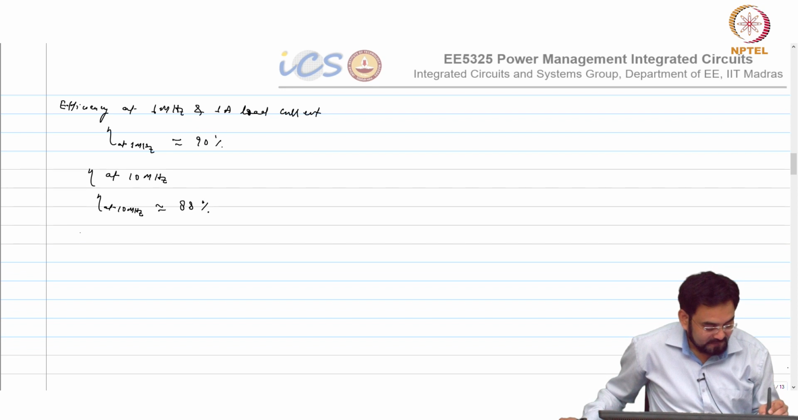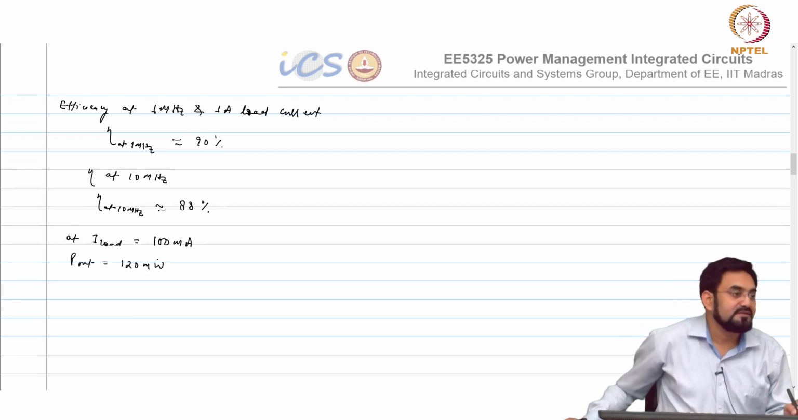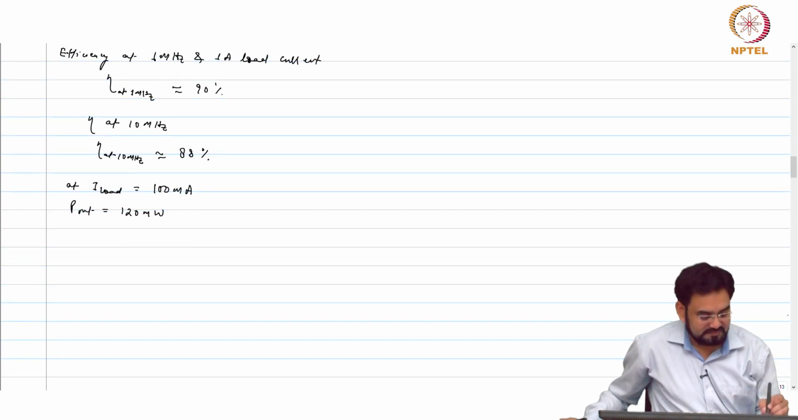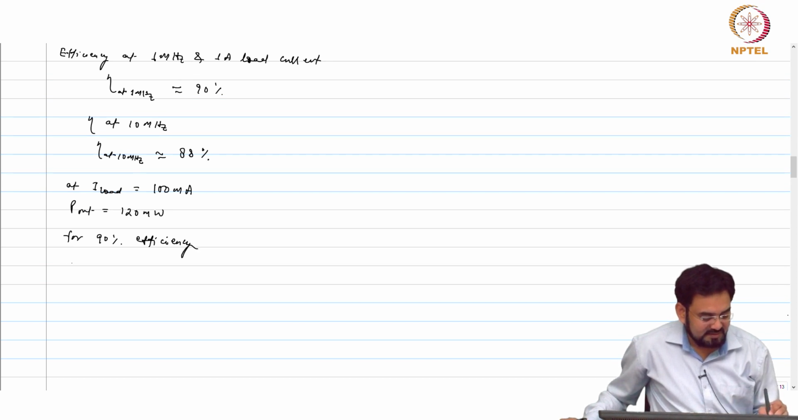So, now at I load equal to 100 milliamp, P out is 120 milliwatt. Okay. So, for 90% efficiency, what is the total loss? P loss is equal to how much? What was the formula? Anybody remember?